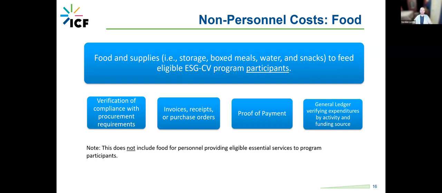The backup documentation requirements here are exactly the same as for everything else. Procurement requirements, some demonstration that you bought the thing, some demonstration that you paid for the thing, and a general ledger that verifies the expenditures down to the activity and funding source level. Note that this does not include food for personnel providing eligible essential services to program participants. Unfortunately, you cannot pay for snacks for your staff, though would that it were. Back over to you, Mike.